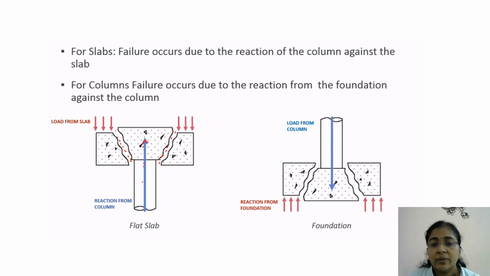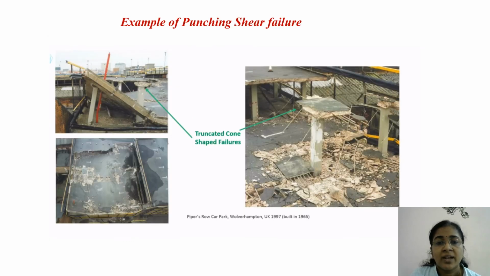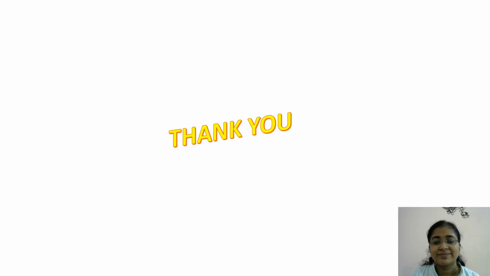Whereas in the case of the foundation, the soil will exert pressure in the upward direction and the load from the column will be transmitted to the soil through the foundation in the downward direction. And failure may occur along these lines, leading to the punching failure of the foundation. You have to study these things in detail in the higher semesters. And this gives us some examples of punching shear failure. You can see that here the punching shear failure is occurring. Okay, thank you.